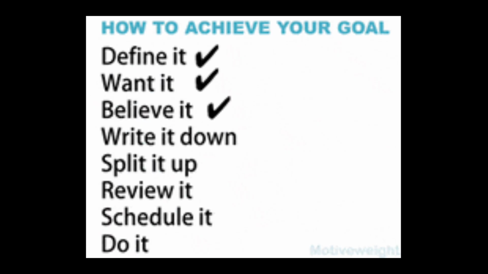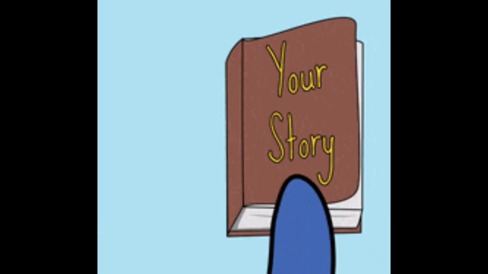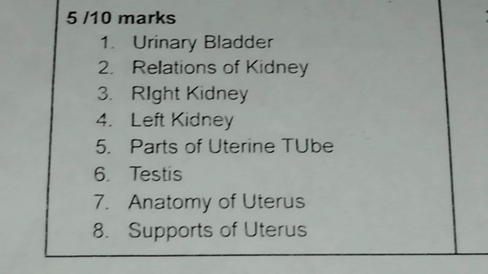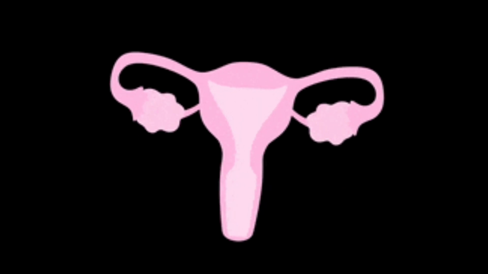Now, coming to the next topic, that is kidney, urinary system and reproductive system. In this, the important 5 or 10 mark questions are: the first one, urinary bladder. Second one, relations of kidney. Third one, right kidney. Fourth one, left kidney. Fifth one, parts of uterine tube. Sixth one, testes. Seventh one, anatomy of uterus. Eighth one, supports of uterus.